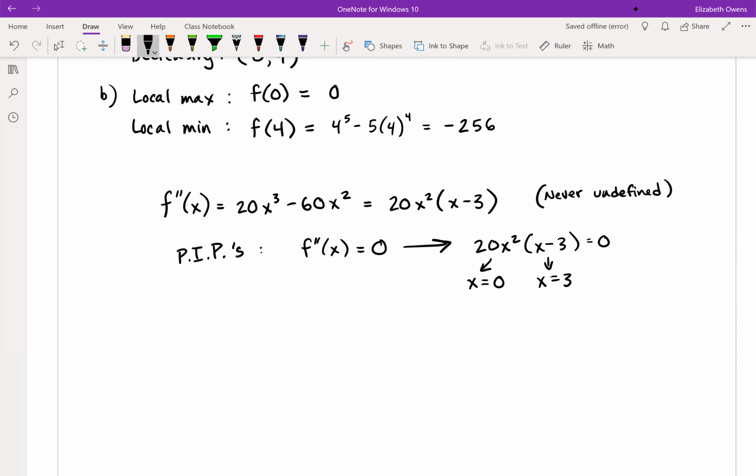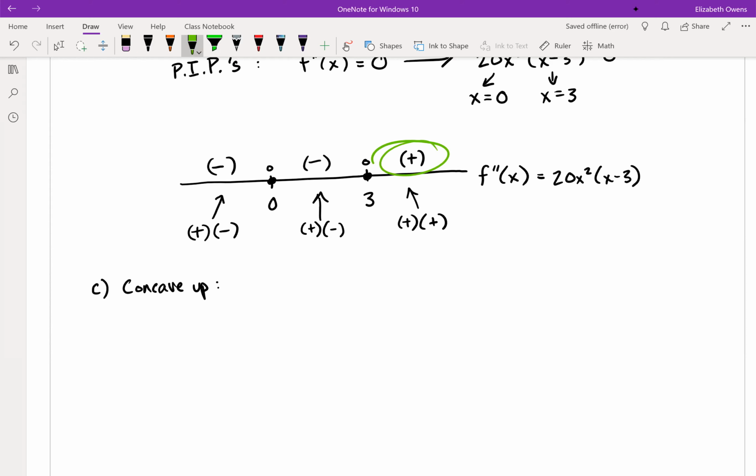Okay. So from that, we can identify the different types of concavity. That was question part C. C for concavity. Okay. So this function is going to be concave up. Okay, up is the positive, happy type. So concave up would just be where we have this positive second derivative there, the interval from 3 to infinity.